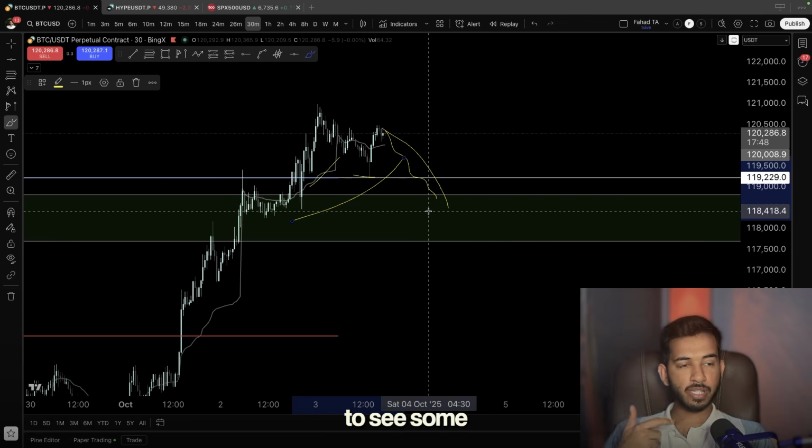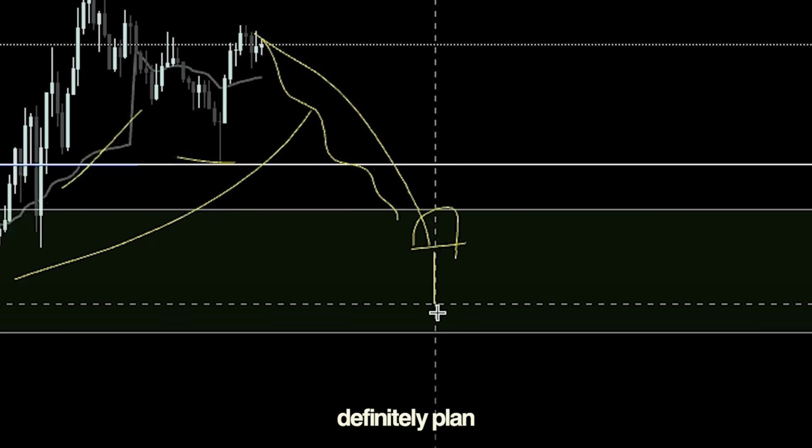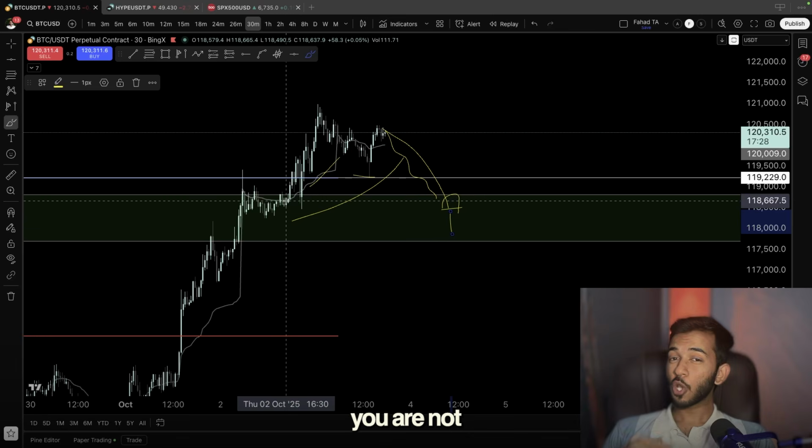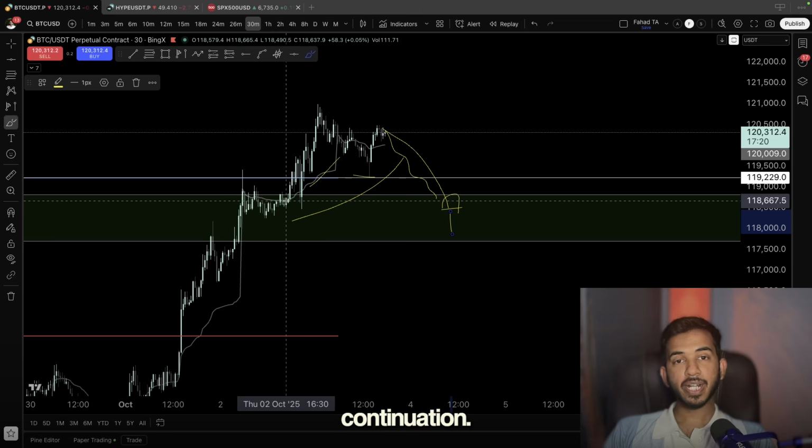And if we get to see some great confirmation, let's say our money flow is in our favor, the whole open interest is in our favor, CVD is in our favor, or any strategy that you guys use, probably something on price action, let's say a pin bar candle or whatever. If you get to see such kind of confirmation here, you can definitely plan a trade. And with that, you're not just using volume profile, you are using volume, you are using liquidity, you are using market structure. So this way, it will be the best possible trade for a continuation.